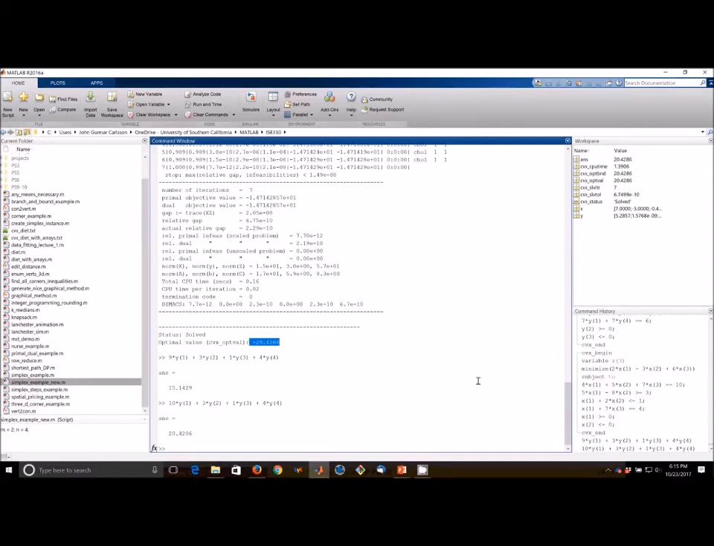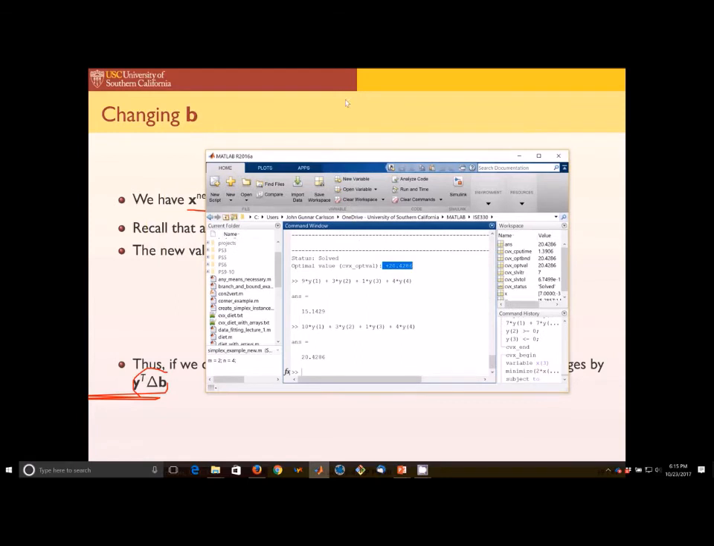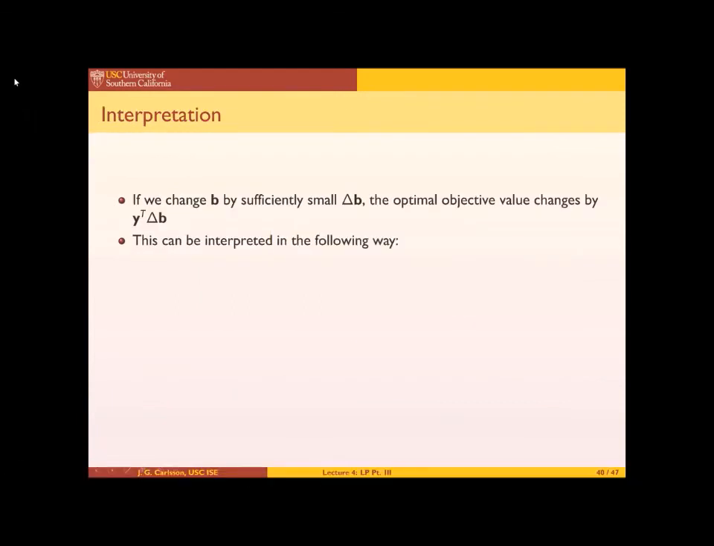And it's helpful to look at the managerial insights that come from that. Let's look at an interpretation here in terms of the dual variables and the constraints. It's pretty interesting. To summarize so far, if I take b and I change it by delta b, the objective value changes by y transpose delta b. And here's an interpretation of that in words.